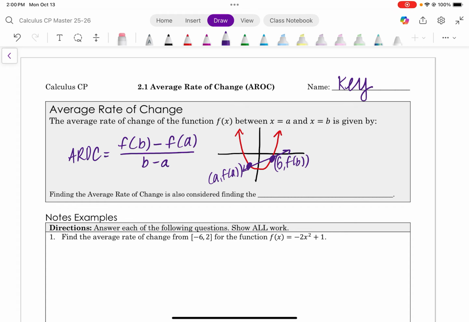This is also considered finding what we call the slope of the secant line. That is a vocab word you will need to know for this unit. A secant line passes through a graph in 2 different places, a and b being those 2 x values, and then you can get the y values by plugging into the function, looking at the graph, all different ways. So let's try an example.